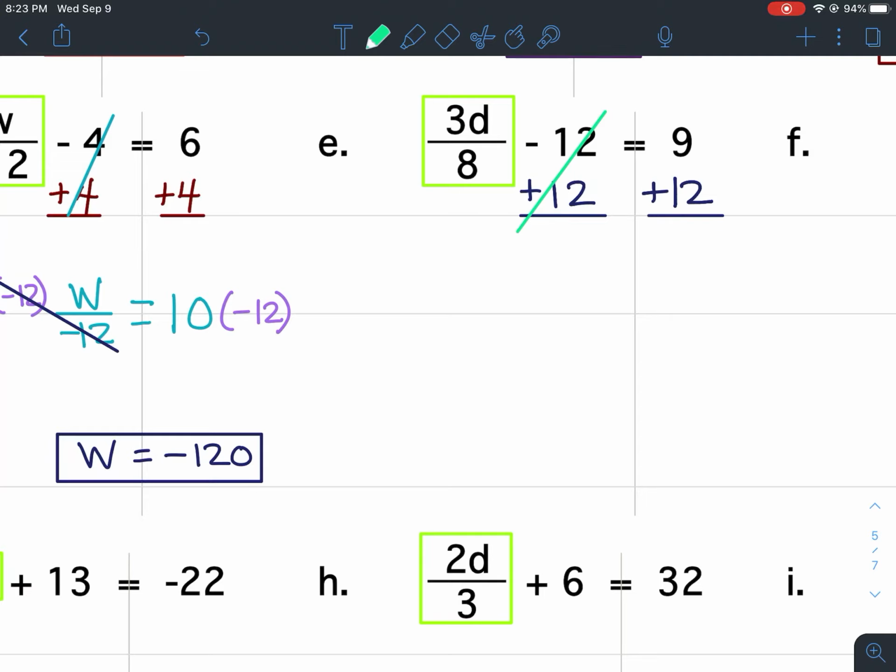Now you could bring it down as the 3D over 8. I like to write it as 3/8 and then the D beside it, because that's the same thing. So again, I would do 3/8 and the D beside it. Keep my equal signs lined up, and 9 plus 12 is 21.